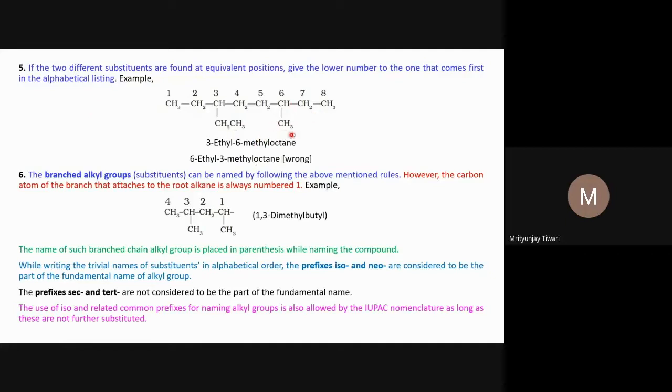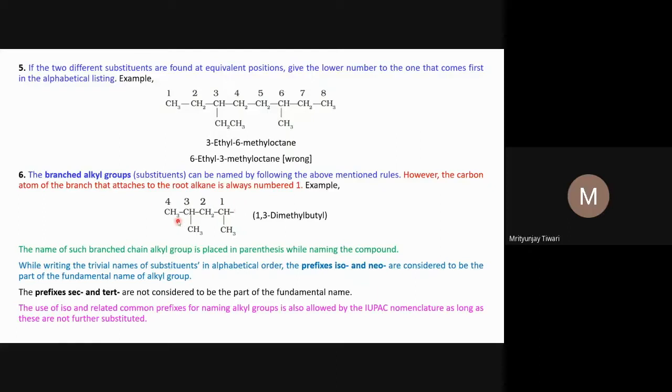And why is this important? Because it may be confusing, and we'll see that later on. The branch alkyl groups can be named by following these rules. And what are these rules? They apply when the branched alkyl chain is itself having a branch. So this rule is for that.